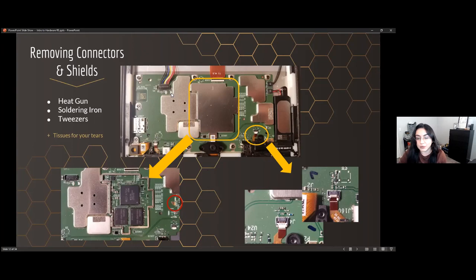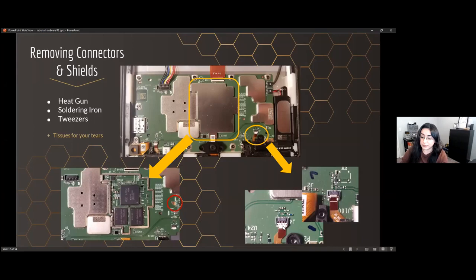Also, when you're opening things, be aware of connectors. This was a Kindle Fire, so the screen's on top. Once you get the adhesive off, there's a ribbon, and you can see the ribbon up here. Don't pull it off right away. Be gentle and be aware of what's connected to what. Do I need to pull something out before I completely free the cover from the base?